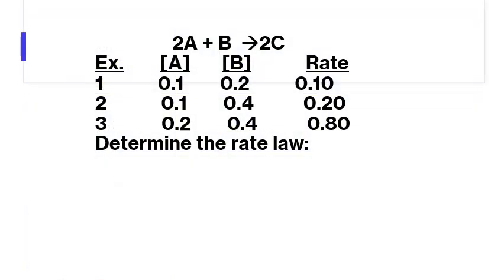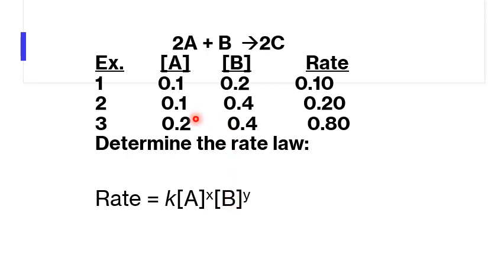To see this example, we have experimental data for the reaction 2A plus B gives 2C, right? So we have three trials here, and the concentration of A is given here, the concentration of B is given here, and the rate is given here in each of the three trials. So we write the rate expression as rate equal K, concentration A to the power X, that's what we are trying to find, and concentration of B to the power Y.